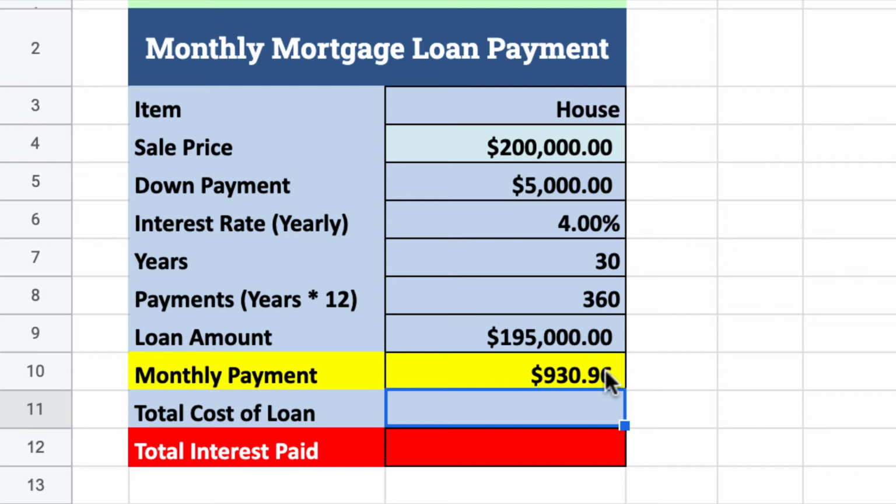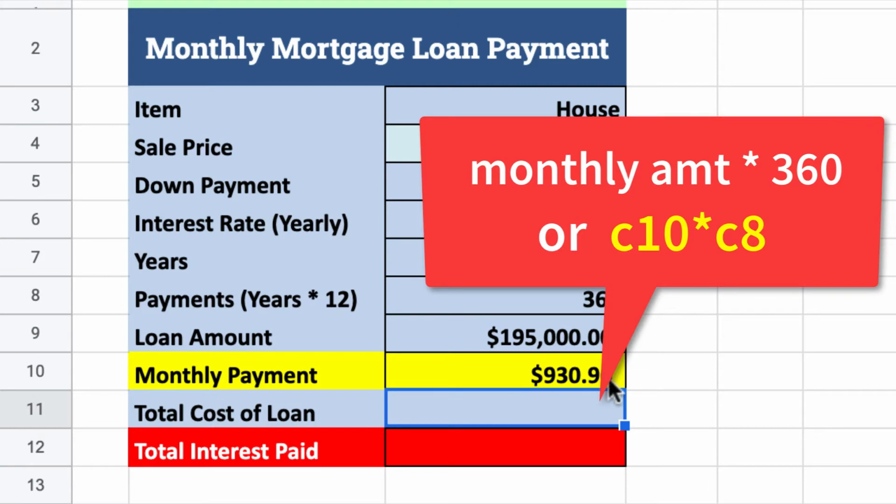Now, a couple things about this. There's total cost of loan, and what that is, that's just, if you're buying a car and you paid 5 years and you're paying $300 a month, you'd kind of multiply that by how many payments to figure out what you're paying on your loan. That's all we're going to do here. So for our total cost of loan in this area, we're just going to do C10, which is our monthly payments.